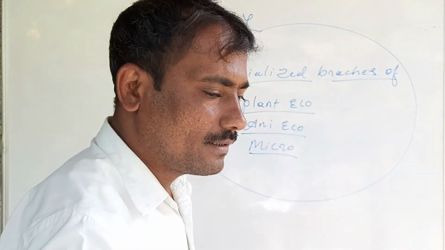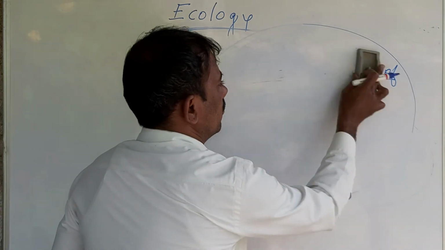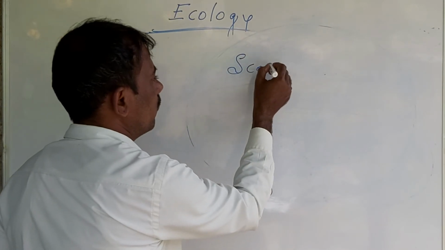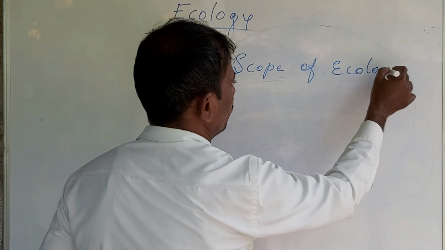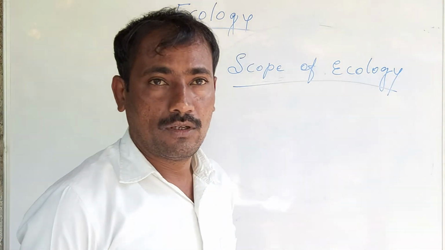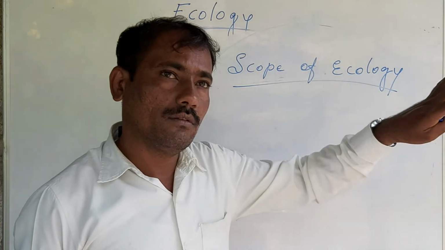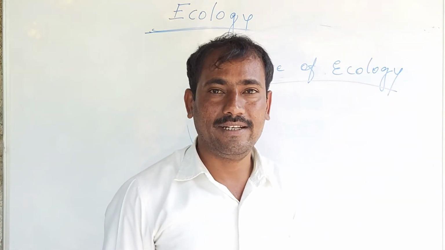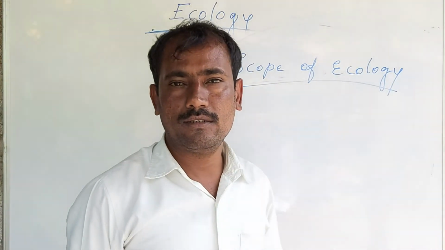Then let's take a look at the scope of ecology. What is the scope of ecology? Presently, in these days, ecology is called by the name environmental science, the environmental study. Environmental study has a very specialized scope.